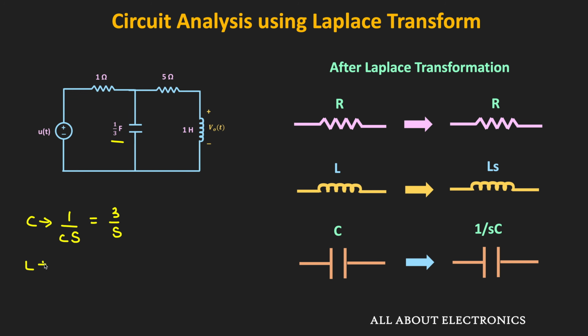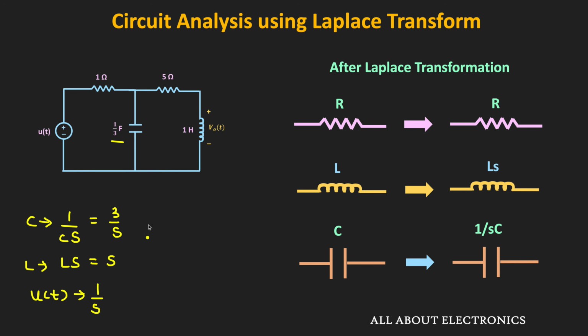Similarly, for the inductor, the equivalent representation is equal to Ls. And here, since the value of L is equal to 1 Henry, we can say that the equivalent representation is equal to S. And like I said earlier, here the input is the unit step voltage. That means for t greater than or equal to 0, this input is equal to 1, and for t less than 0, its value is equal to 0. So now we know that the Laplace transform of this unit step function is equal to 1 divided by S.